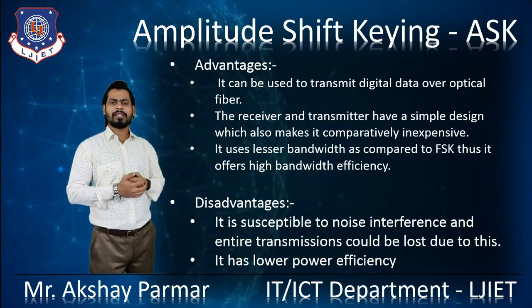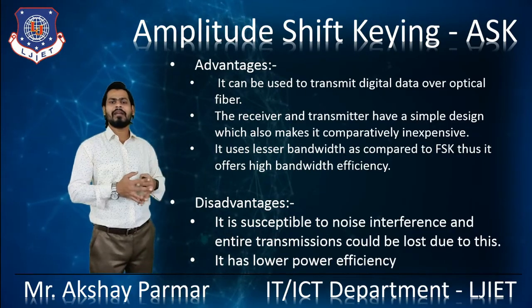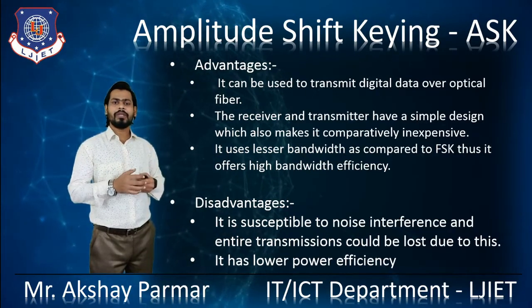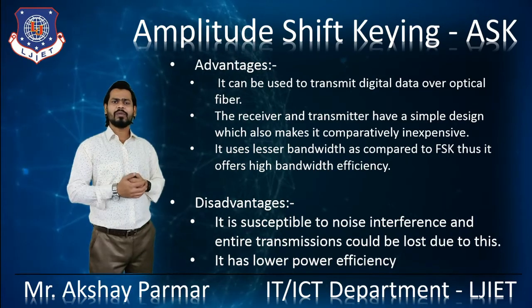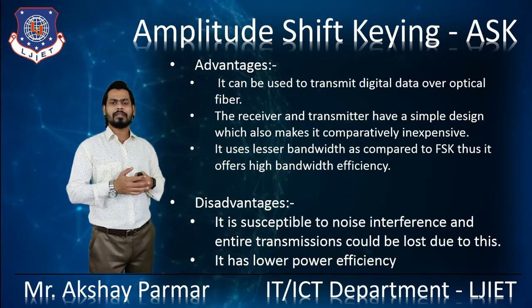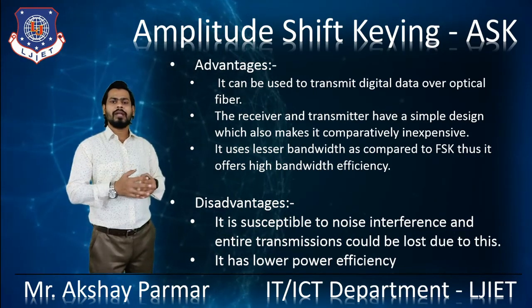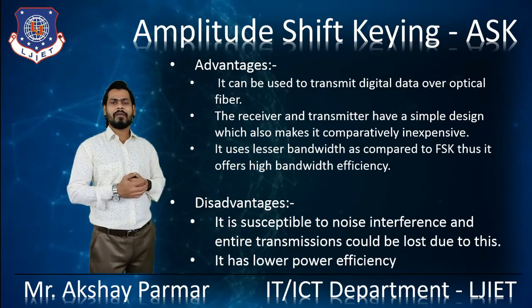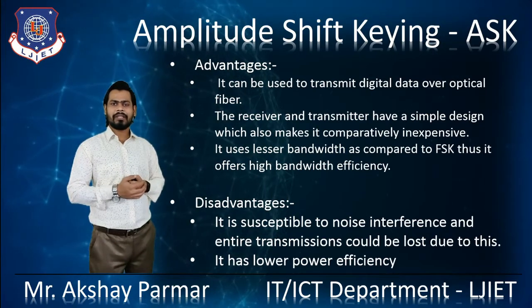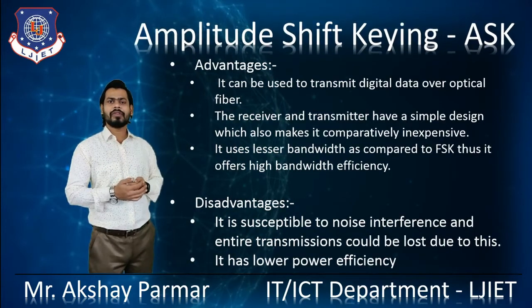Some disadvantages are also there. It is susceptible to noise and interference, and the entire transmission could be lost due to this, right? While we are using ASK, interference and noise are there. So the entire transmission could be lost due to that noise, and it has lower power efficiency, right? So these are the disadvantages of amplitude shift keying. This is all about amplitude shift keying.